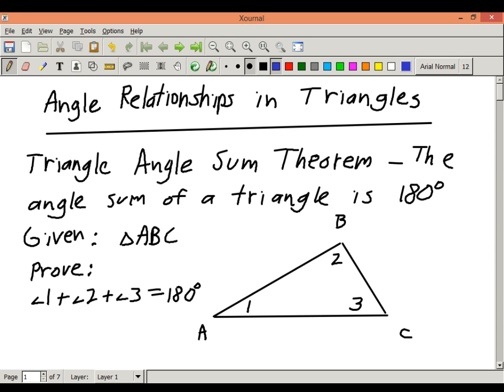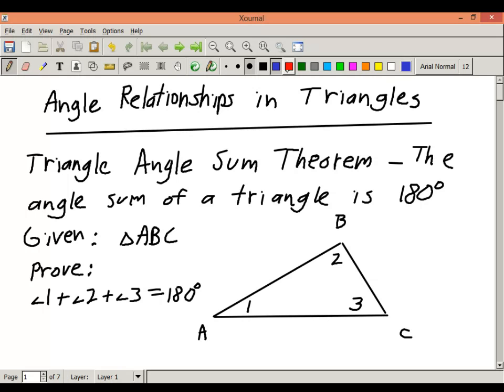Here's one of our most important theorems that we know, most well known. You see a picture of triangle ABC, and here's the theorem. It's called the triangle angle sum theorem, and the theorem states that the angle sum of a triangle is 180 degrees. So you're given in that figure, the triangle ABC, and you're trying to prove that those 3 angles inside that triangle add up to 180 degrees.